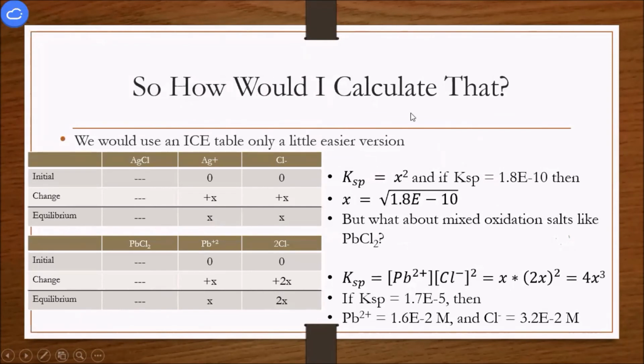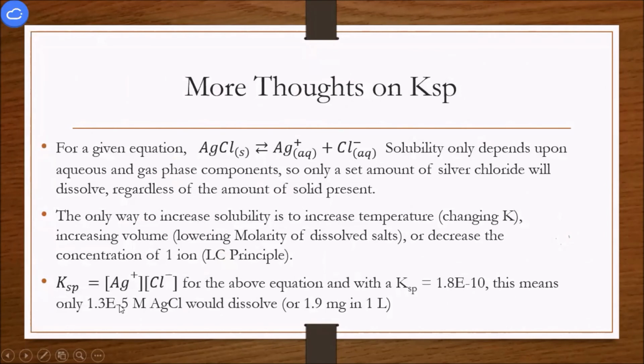Okay, so how would we go about calculating that? Now, it's like the ice table, only it's a little bit easier. Note the ice table: initial, since this is a solid, it doesn't matter. How much is going to be these guys? Well, they're products, so it's 0. So the change is still going to be plus x and plus x. So at equilibrium, this doesn't matter, and we have x and x. So for silver chloride, KSP is equal to x squared. So if I did the square root of KSP, I would get the concentration of silver and the concentration of chloride, which is, going back, 1.3 times 10 to the negative 5th.